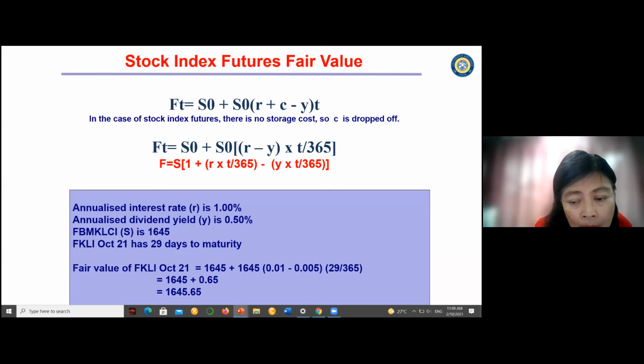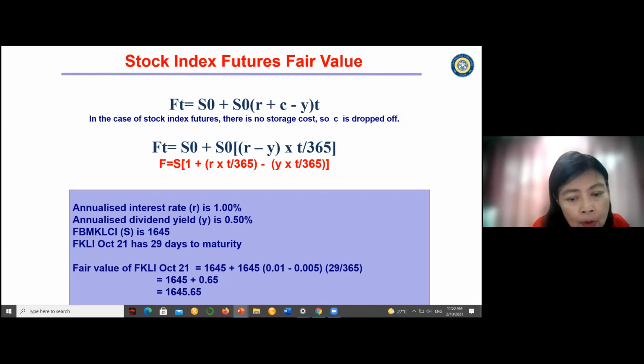Always use 365 for any futures, except for interest rate futures, which use 360 days, as well as foreign exchange futures, which also use 360. But other futures all use 365 because every day you incur interest. So it comes out your cost of carry is 0.65. So the fair value is 1645.65.